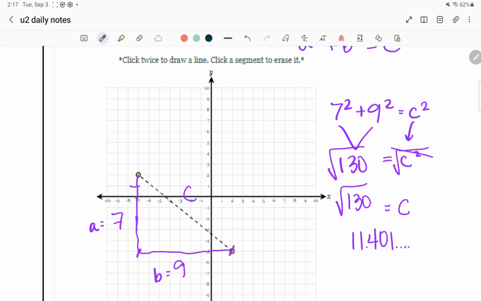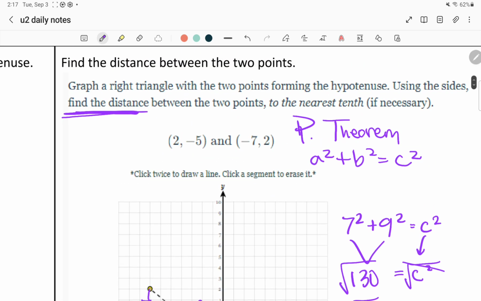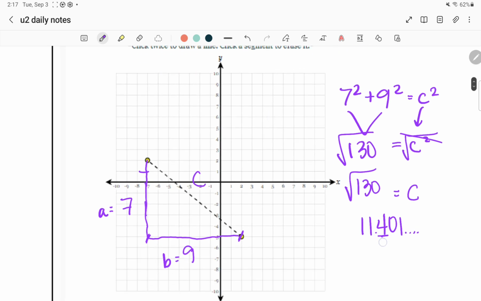11.401... But this question and all your questions on your homework, they're going to ask you to round to the nearest tenth. Tenth is the 4. So I'm going to look at my friend. My final answer will be 11.4 equals C. So I know that the distance between these 2 points, because I knew the rise and the run, I knew that this was 11.4.